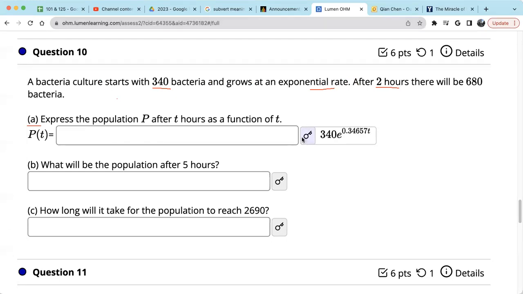Let's just see this. 340 e to the... okay, I will explain where this comes from. Let's write on top. We're working with P of t equals P naught e to the kt, right? That's the equation we're working with. P naught means initial value. In this case, the initial value is 340. So at the beginning, we have 340 bacteria.